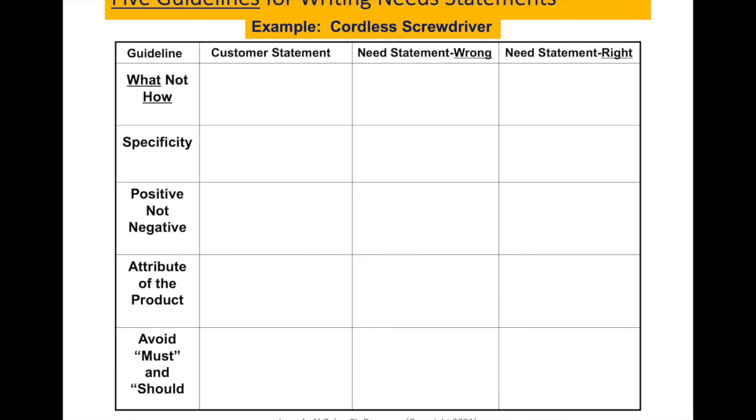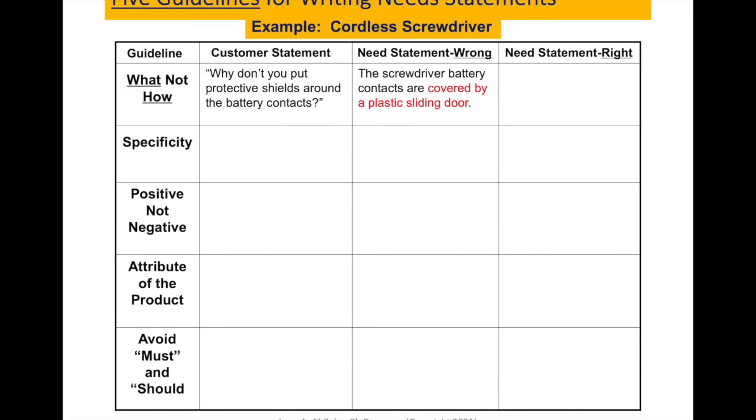So I have five guidelines to follow when you translate customer statements into need statements. The first one: let's say a customer is saying to you, why don't you put protective shields around the battery contacts? So that's a statement by one of the customers. So you can say, oh, the screwdriver battery contacts are covered by a plastic sliding door. I will give you a minute to think about why this is wrong.